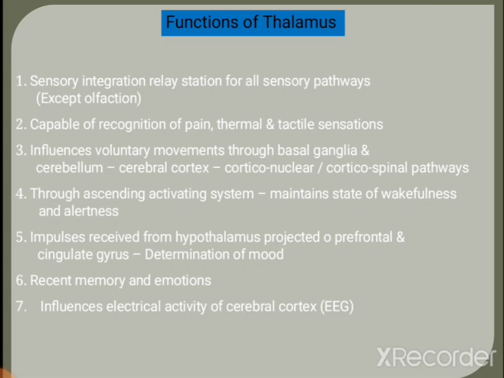Now the functions of the thalamus: sensory integration, relay station for all the sensory pathways except olfaction, capable of recognition of pain, temperature, and tactile sensations. Tactile means touch sensations. It influences voluntary movements through the basal ganglia, cerebellum, cerebral cortex, corticonuclear and corticospinal pathways. Through the ascending activating system, it maintains the state of wakefulness and alertness. The impulses received from the hypothalamus are projected to the prefrontal and cingulate gyrus, for determination of mood, recent memory and emotions, and it influences electrical activity of the cerebral cortex.